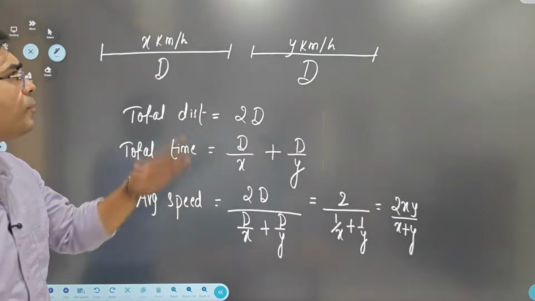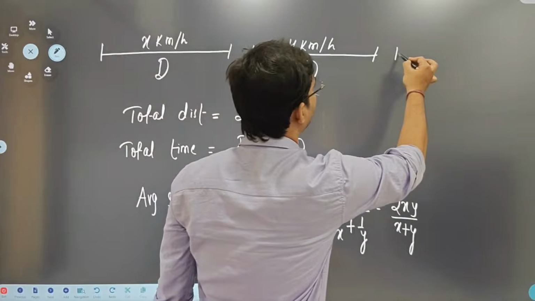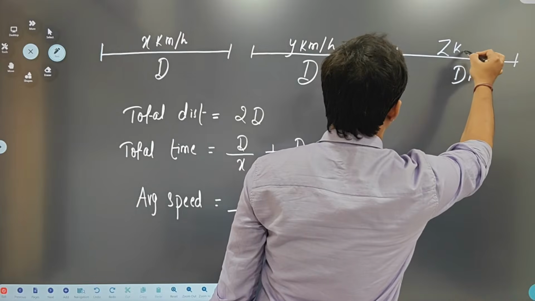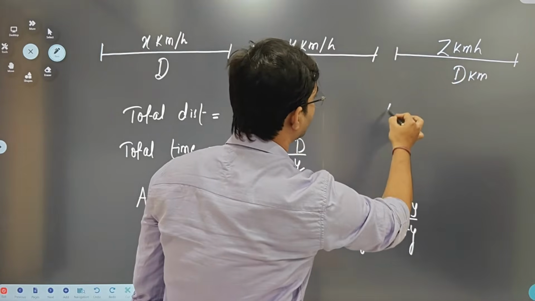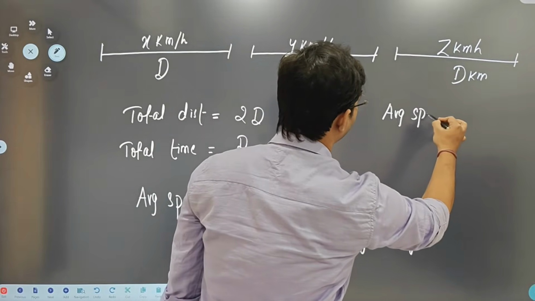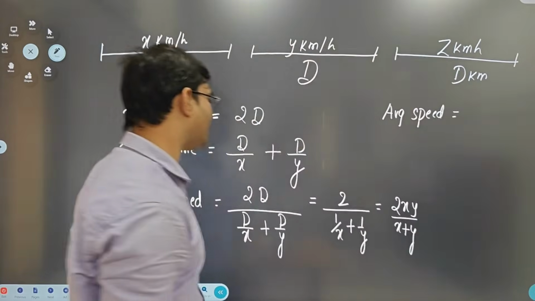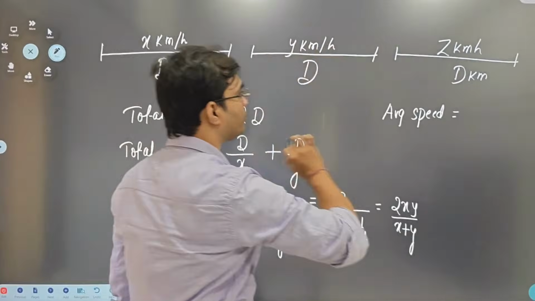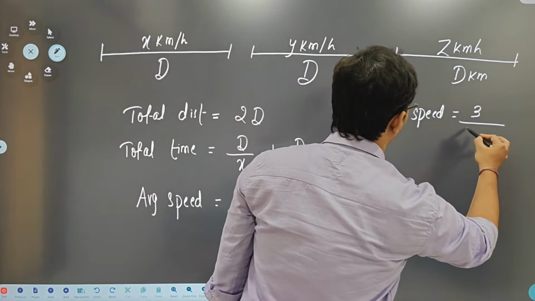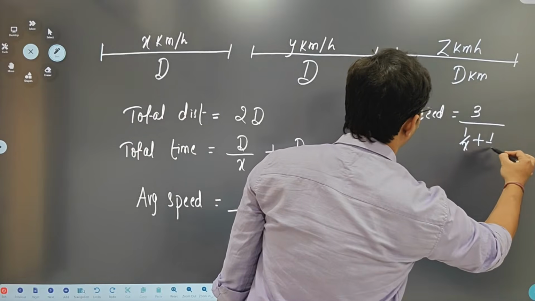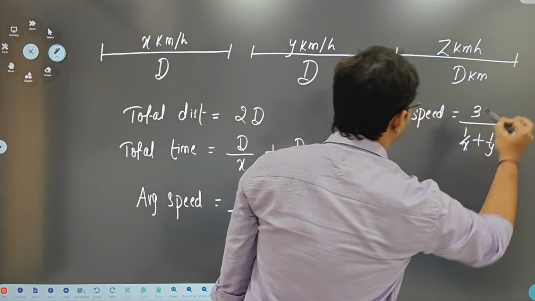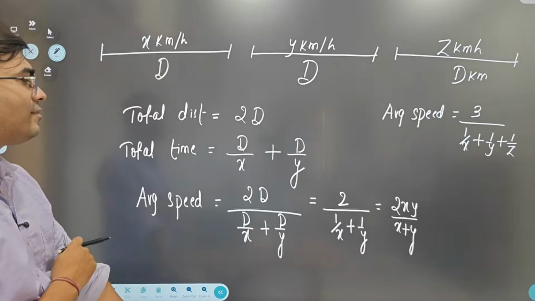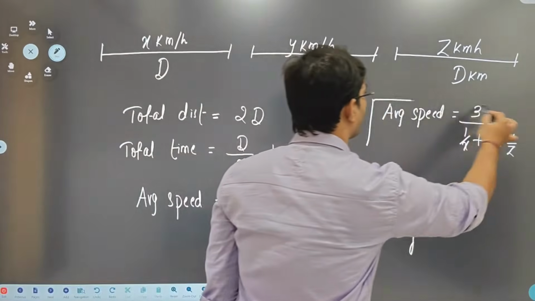Suppose one more case, after covering a distance of one more d kilometer, the speed is z kilometer per hour. Now in this context, what is the average speed? If you see the data, this is 2 divided by 1 by x plus 1 by y. If there are 3 terms, then the answer will be 3 divided by 1 by x plus 1 by y plus 1 by z. This is nothing but 3d divided by d by x plus d by y plus d by z. By cancelling d, that value will be the value of average speed.